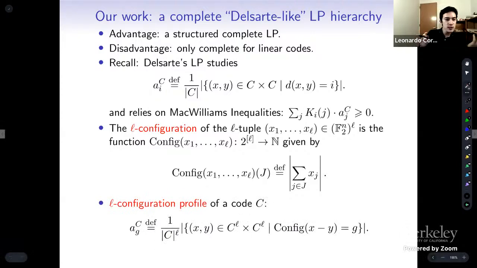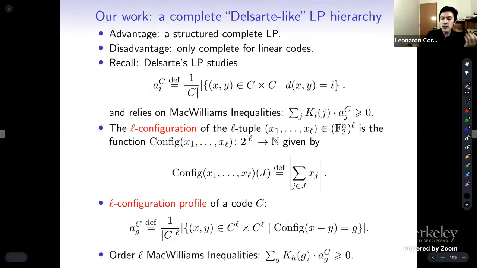And analogously to the distance profile, we have the L configuration profile of the code, in which what we keep track of is you count the number of pairs of L tuples in your code such that the configuration of their difference is equal to a particular function G. And the idea is that we're going to prove some sort of higher order version of the MacWilliams inequalities. There will be some sort of Krawtchouk polynomial such that this kind of linear combination is always non-negative.